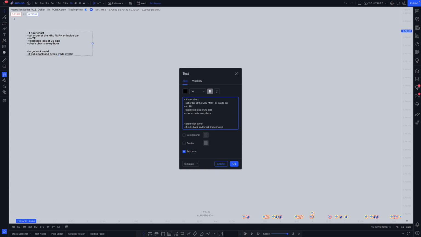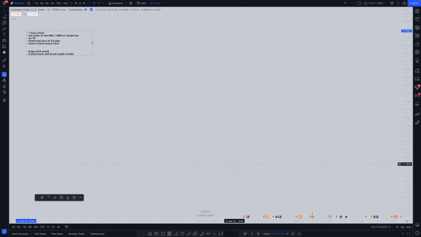So for example, let me just draw a little diagram here. If we come down, we pull back, we come down again, we don't reach our entry point, and then we break down again and break this low right here, and break this low. That means that trade would then be invalid.